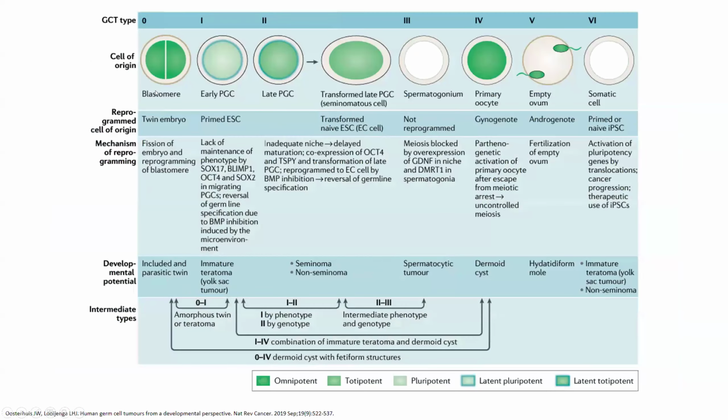And then if you think about the cell of origin, here I've put the germ cell types here, 0, 1, 2 to 6. And then you think of the different cells of origin and what they actually do.